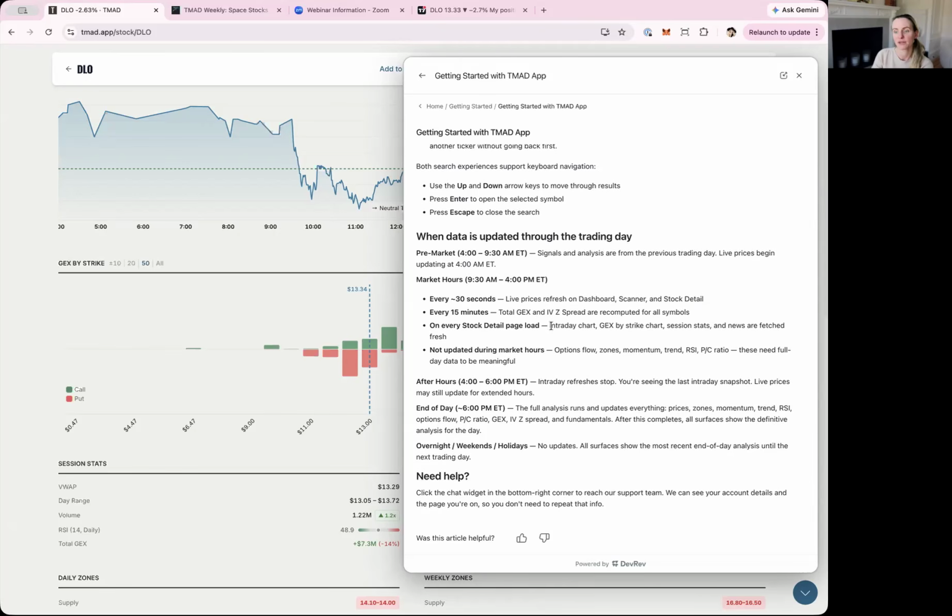And then on top of that, on every stock detail page load, it fetches the intraday chart, the Jacks by strike chart, session stats, and news. Trash. What is not updating during market hours is the option flow, zones, support and resistance, momentum to trend, the RSI and put/call ratio, because you don't need it. It's useless noise, okay?